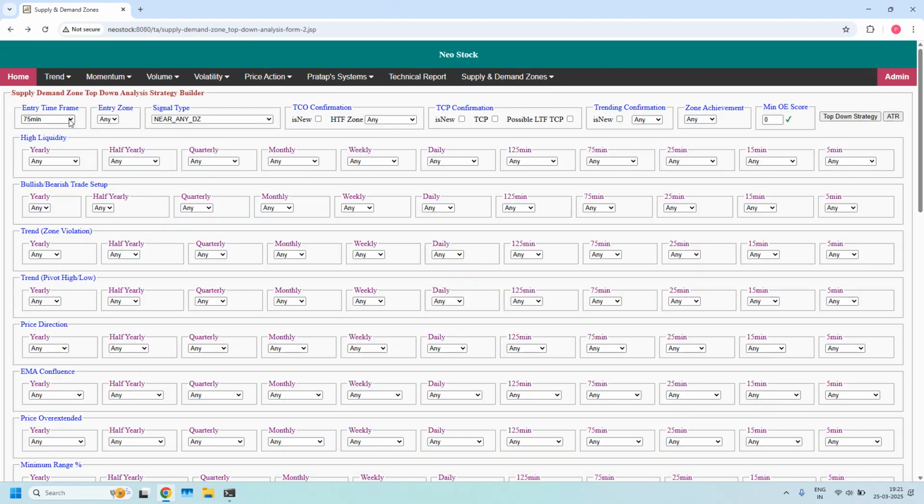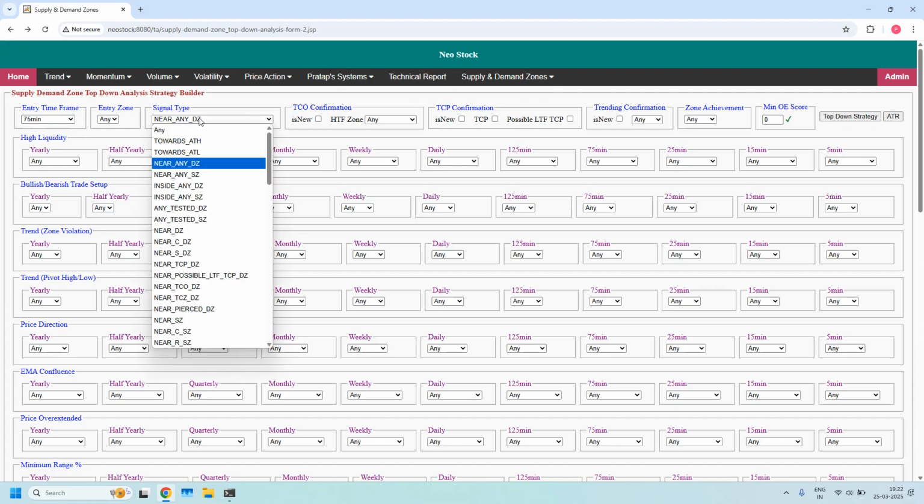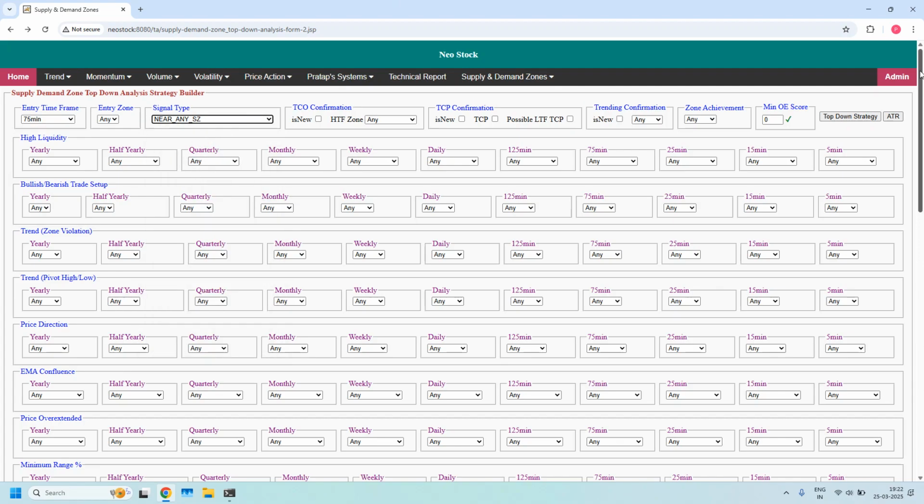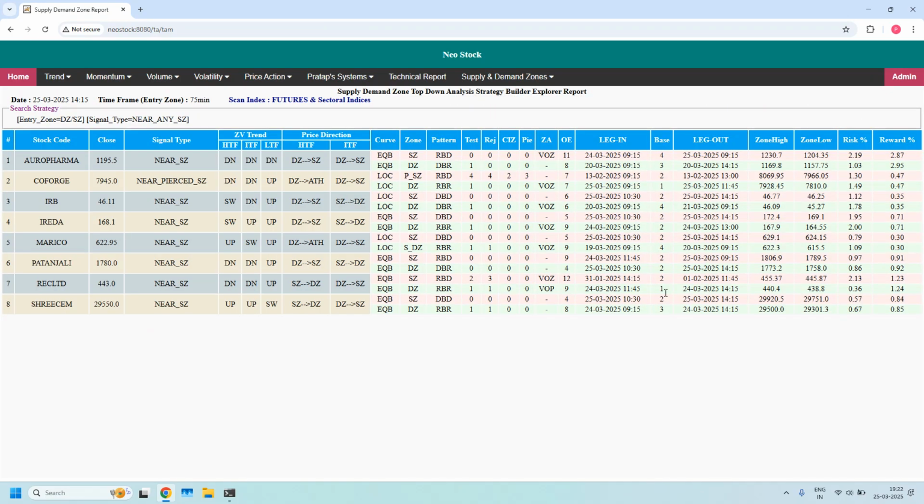Okay, next, for 75 minutes time frame, let us find the stocks near to the 75 minute supply zone. We got 8 stocks. Let us identify high liquidity supply zones. Now, we don't have any 75 minutes high liquidity supply zones in this list.